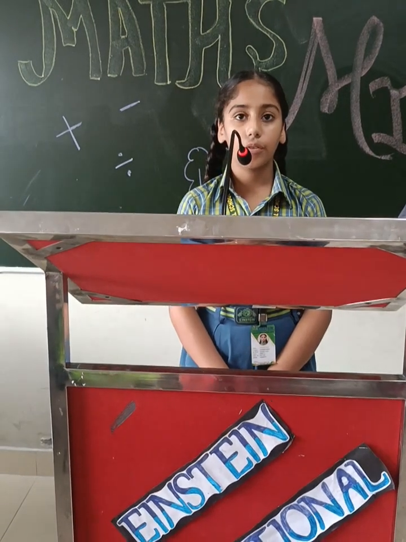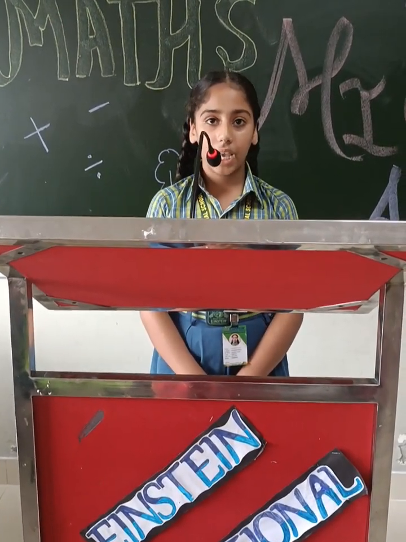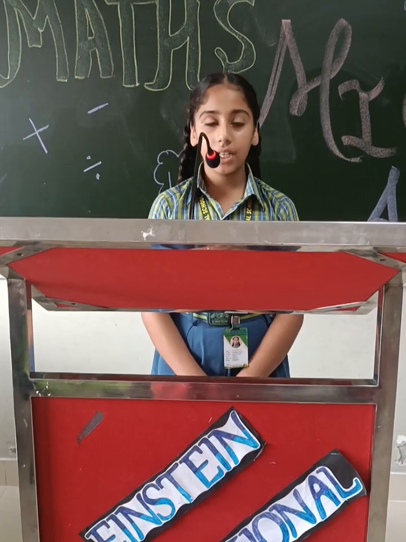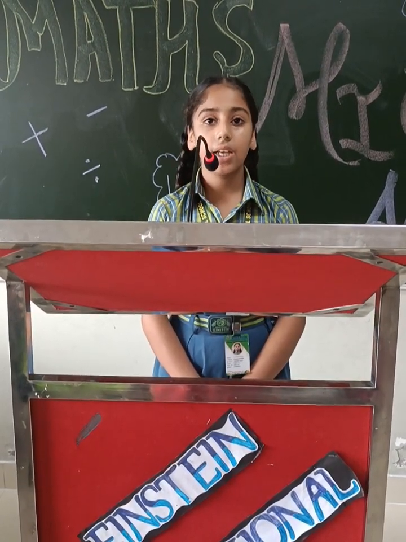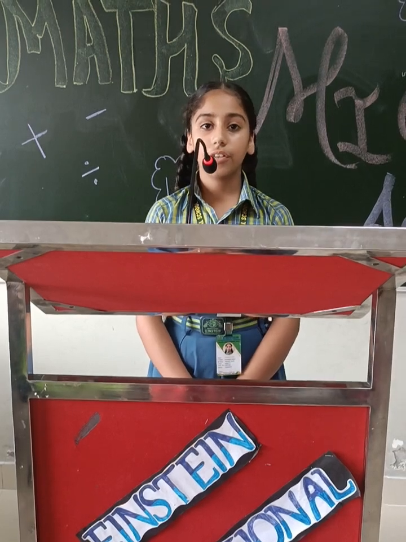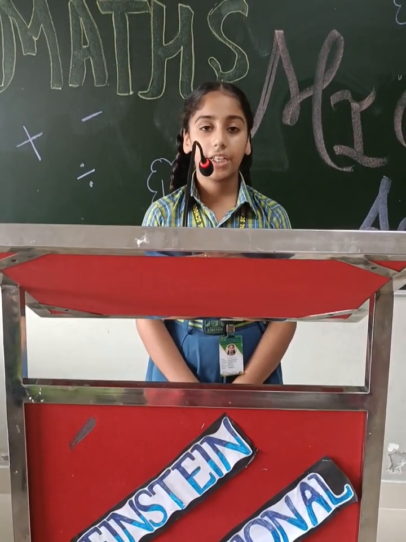I'm telling you about fraction. A fraction is a part of a whole. Now types of fraction. Like fraction: fractions with the same denominator are called like fractions. Unlike fraction: fractions with different denominators are called unlike fractions.